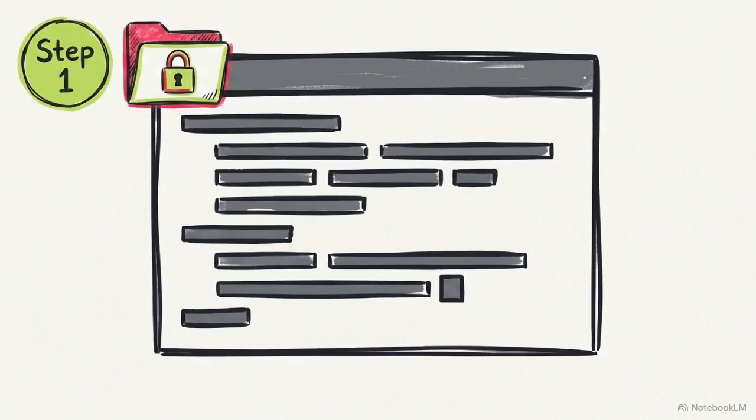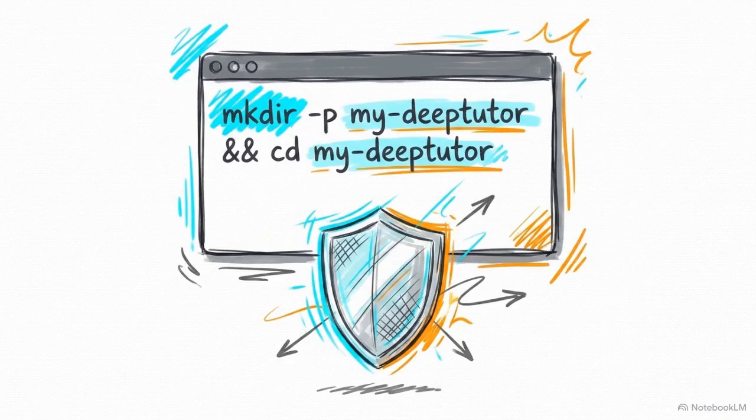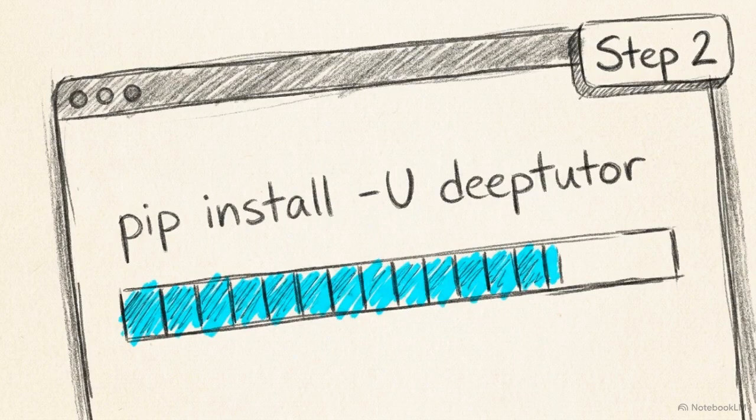Open your terminal and create a dedicated, isolated workspace directory. Let's make a directory called My DeepTutor and move into it. Keeping this isolated prevents state conflicts later on. Next, run the update command, pip install -U DeepTutor. This will pull down the latest stable release.